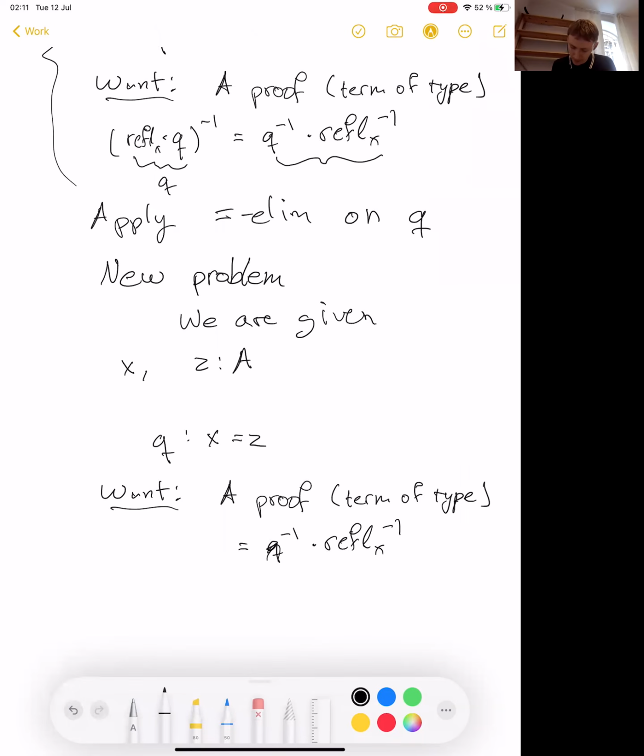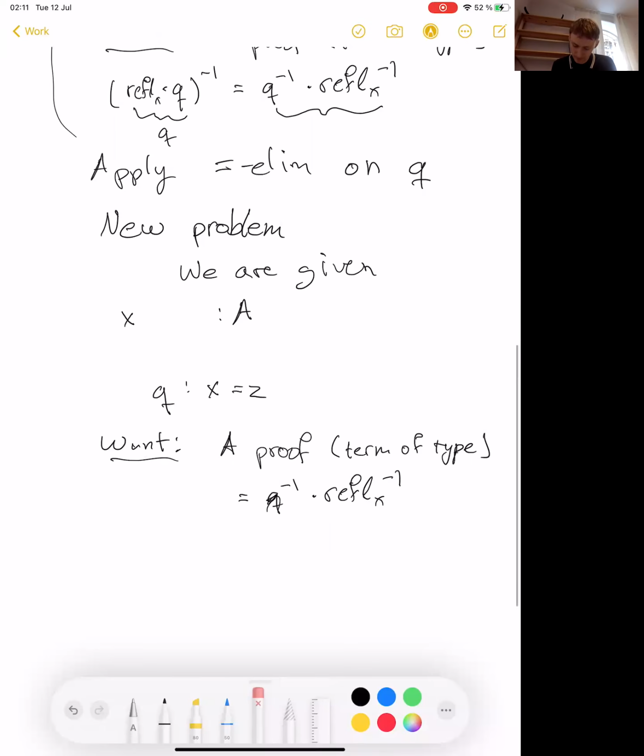Okay, so now let's apply path induction on Q. When we apply path induction on Q, the Z just becomes X. So we have no Z anymore, it's deleted, gone. So maybe let's do it like this. Now we just have a point X in A, and we have an identification from X with, sorry, with X, because Z became X everywhere.